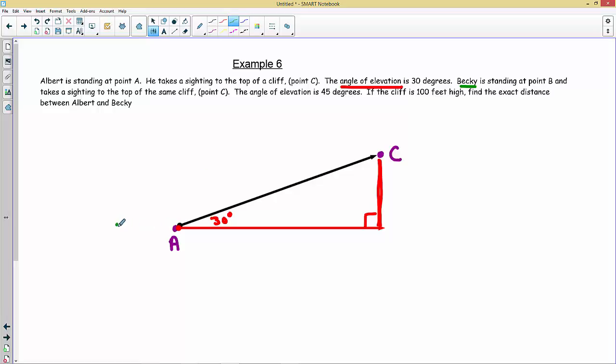Now, I don't know if point B is here. Is point B here, or is point B here? I have no idea, so let's take a look. It says the angle of elevation for Becky is 45 degrees. So if Becky had to tilt her head higher than you did, she must be closer to the cliff, right?